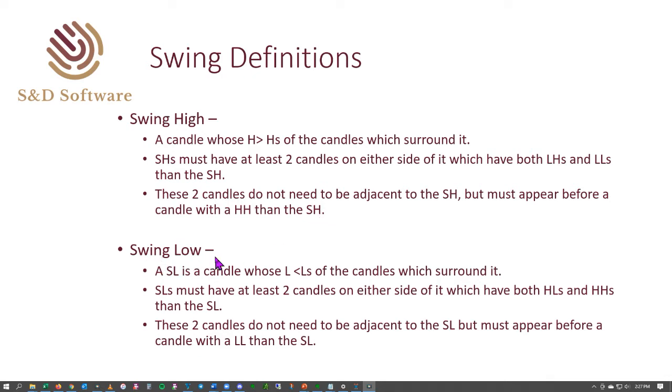The inverse of that is the swing low. It's a candle whose low is less than the lows of candles that surround it. The swing low must have at least two candles on either side of it that have both higher lows and higher highs than the swing low. These two candles do not need to be adjacent to the swing low, but again must appear before a candle with a lower low than the swing low. Let's look at a picture of that.